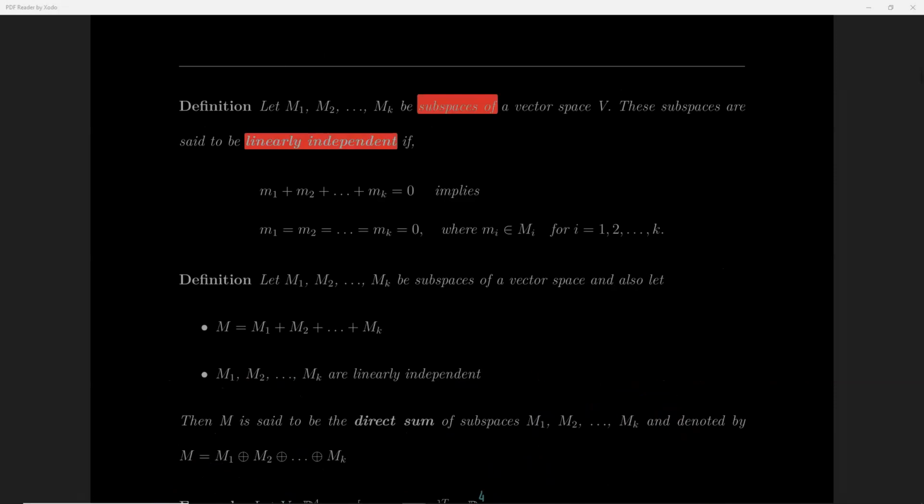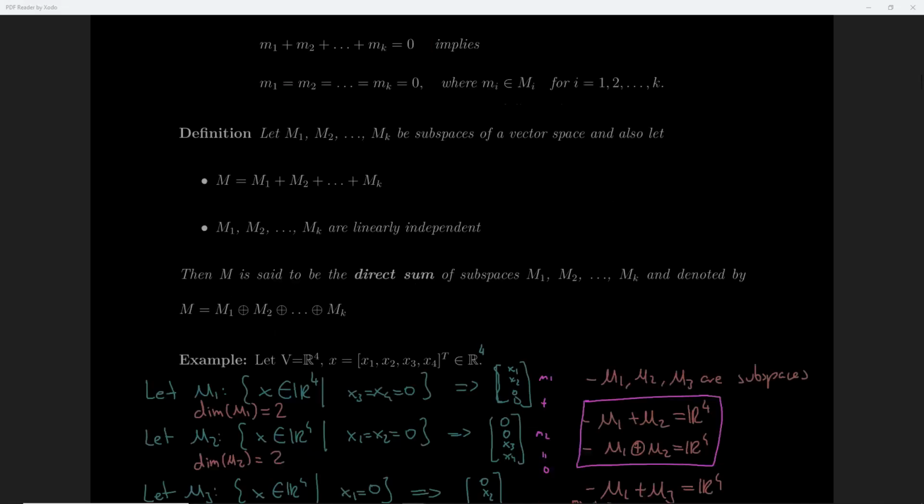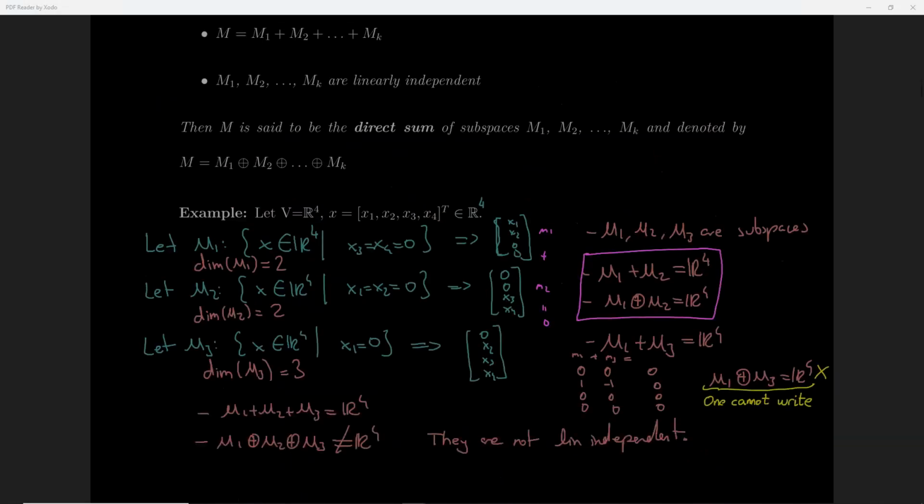So that required another definition: some subspaces are linearly independent if the sum of vectors which lie in the individual subspaces is equal to 0, and that implies that all vectors in the corresponding subspaces are also equal to 0. That is the linear independence definition of subspaces, similar to the sets and vectors. And if that condition is satisfied, then we can use the direct sum definition.